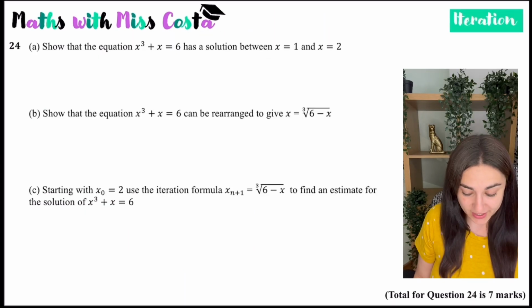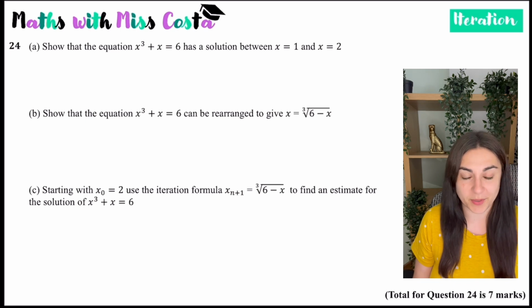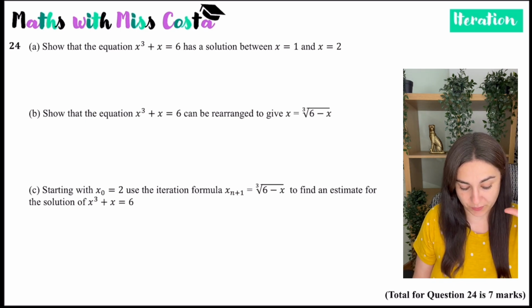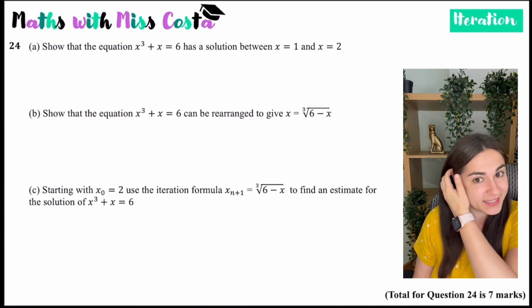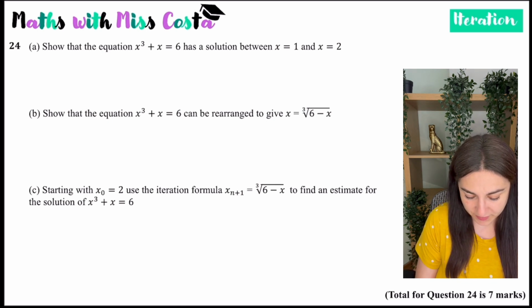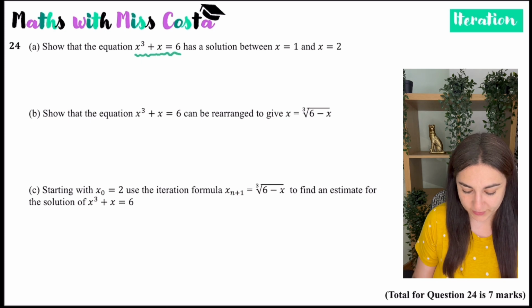Okay, so sometimes iteration shows up like this, where you're being asked to show that and use the formula to find an estimate for the solution. So I just thought I'd go through this type of question as well. Here you're being told to show that the equation x cubed plus x equals 6 has a solution between x equals 1 and x equals 2.